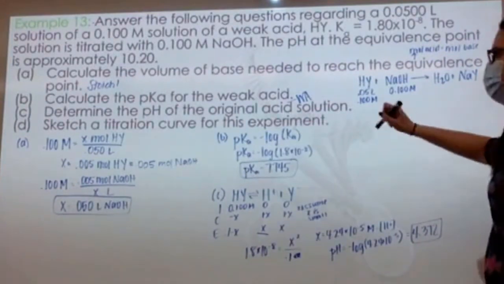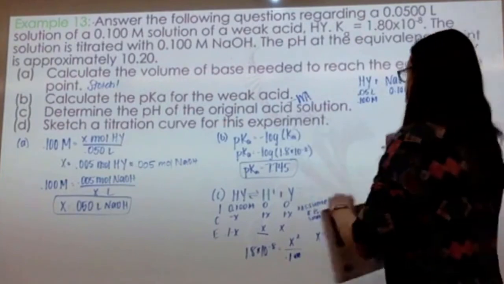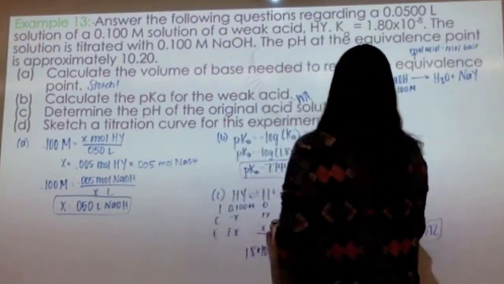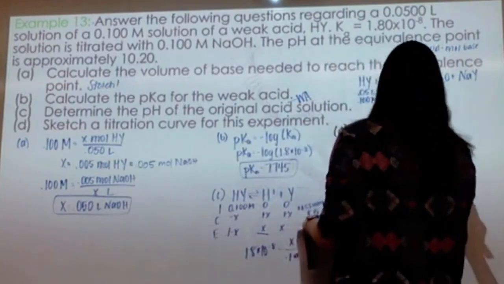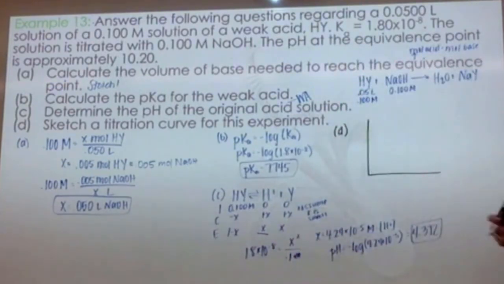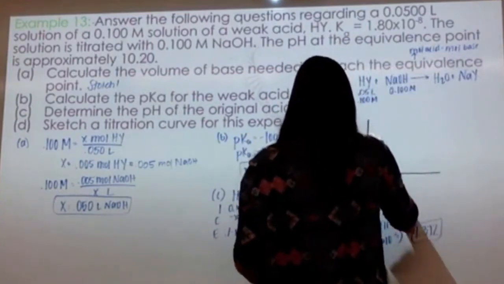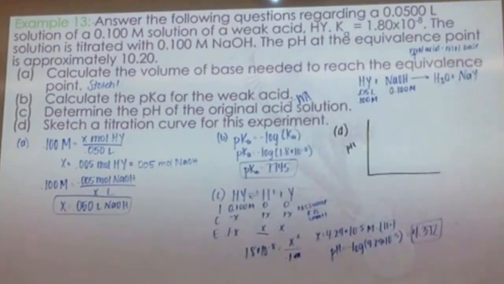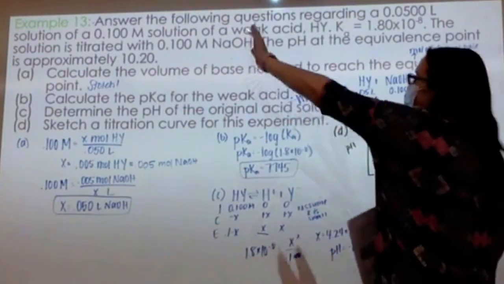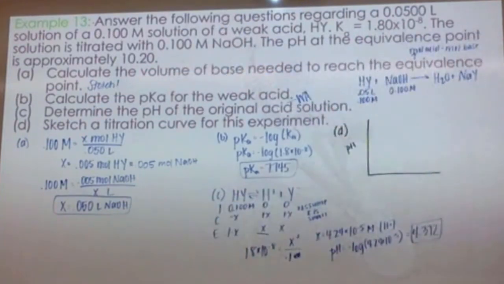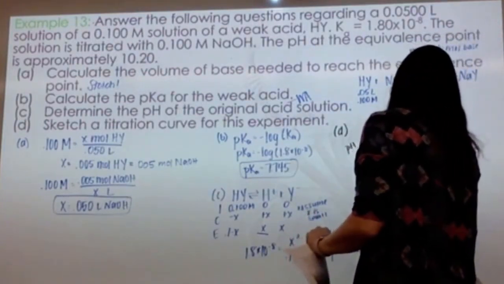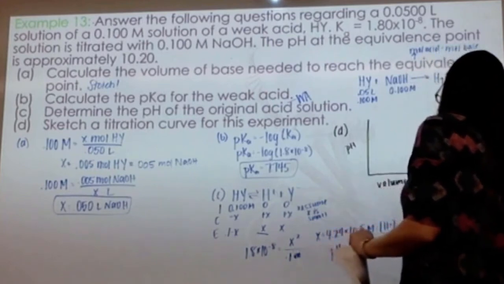In example 13, we went through A, B, and C. The last part of this is sketch a titration curve. So part D says sketch a titration curve for this experiment. When you sketch a titration curve, the y-axis is always pH, and the x-axis is always volume of what is being added. So because it says the solution is titrated with NaOH, that means that NaOH was in the burette, being added to the weak acid in the beaker. So we're going to label this volume of NaOH added.